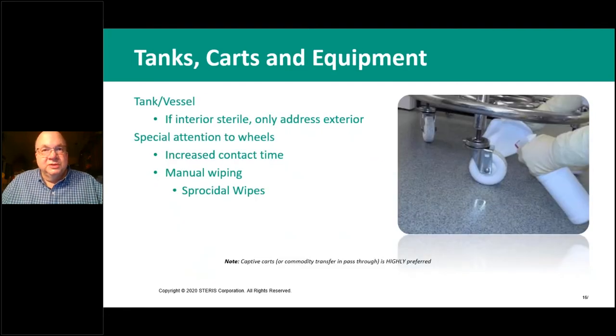Cart wheels are a huge source of contamination. They need to be cleaned routinely. You can use sporicidal wipes to clean them. You put the wipes on the floor and then you take the wheel and roll it across the wipes. That's a good way to decontaminate those cart wheels that may potentially have spores on them. You can also spray the wheel down with the sporicide. Some wheels may be autoclavable.